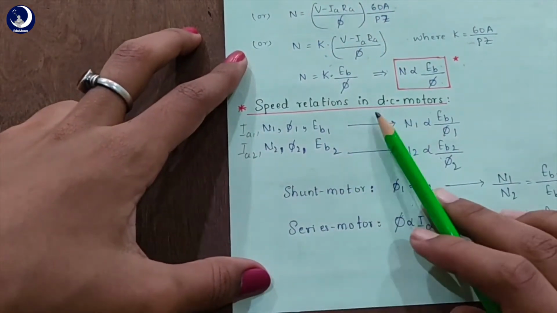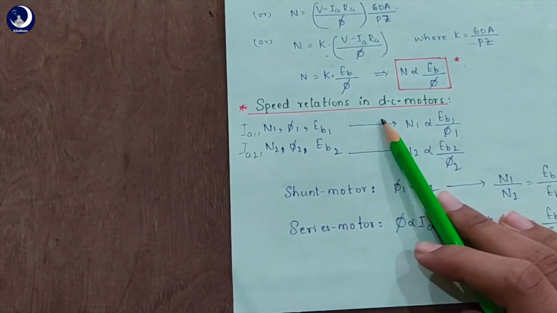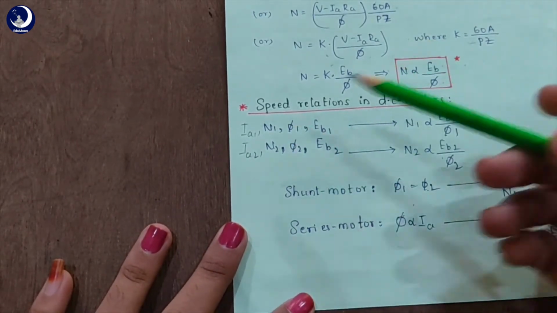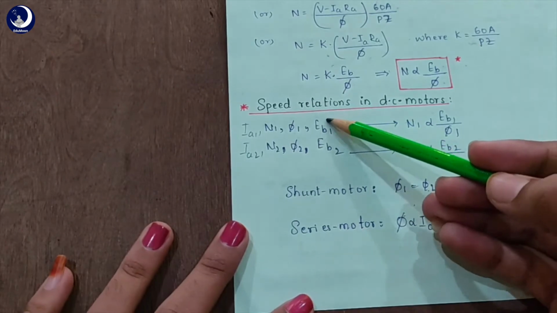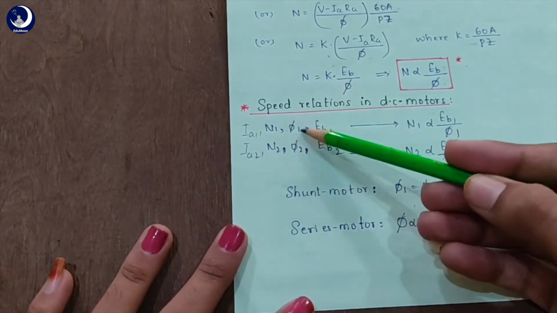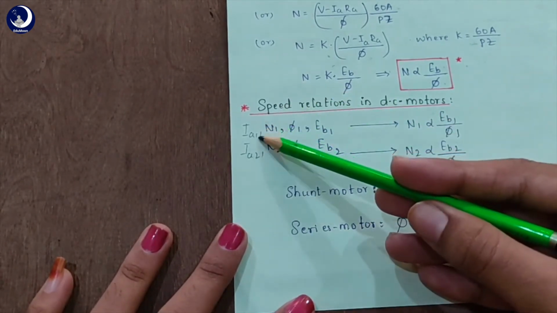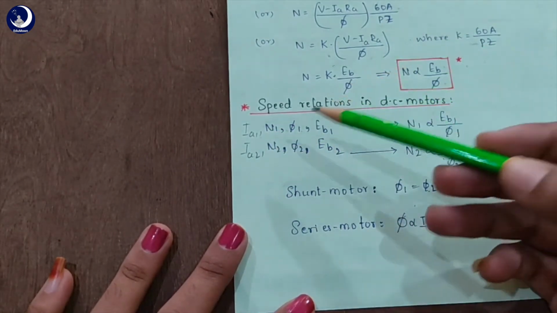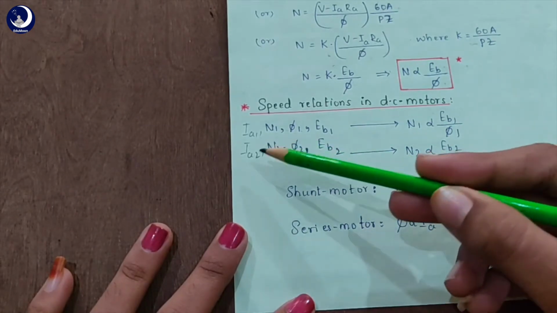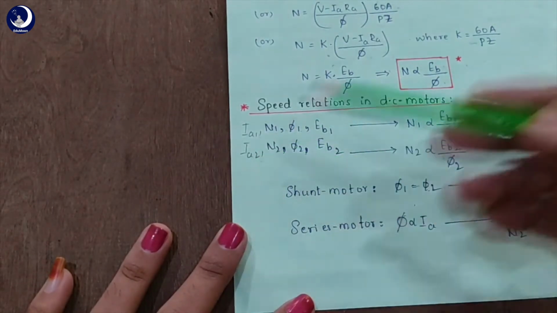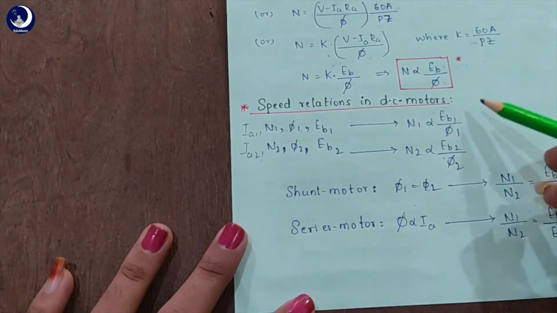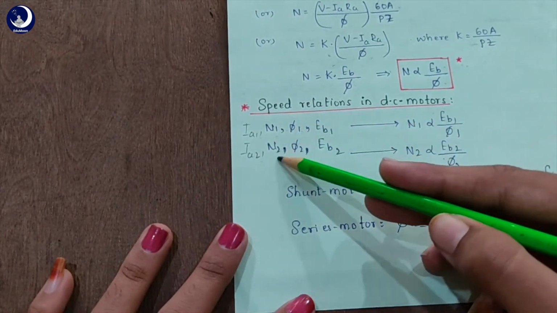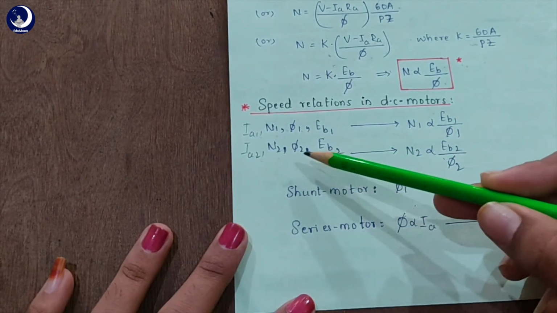Okay, then coming to speed relations in DC motors, consider a DC motor. Initially, it has the values for speed, flux, back EMF and armature current as N1, Φ1, Eb1 and Ia1. Then the corresponding final values are N2, Φ2, Eb2 and Ia2. So from this relation, it is evident that N1 is directly proportional to Eb1 by Φ1 and N2 is directly proportional to Eb2 by Φ2.